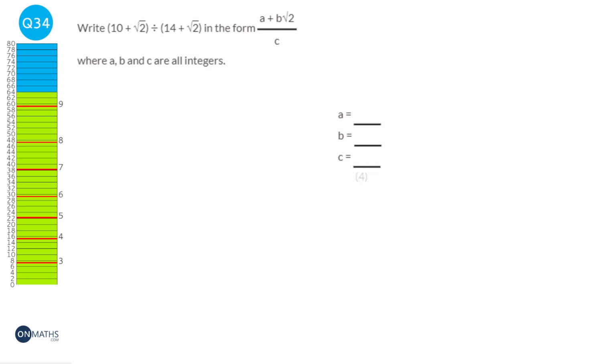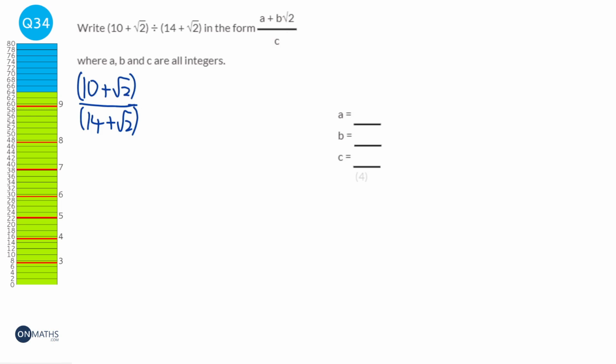So for this question, first thing to notice is there's a divide there, and we can actually just write this as a fraction. So 10 plus root 2 over 14 plus root 2. We'll keep the brackets there. We don't need them when it's in a fraction, but it will help us for the next step. So we're asked to change this into a fraction without a surd at the bottom. And so it's basically asking us to rationalize the denominator.